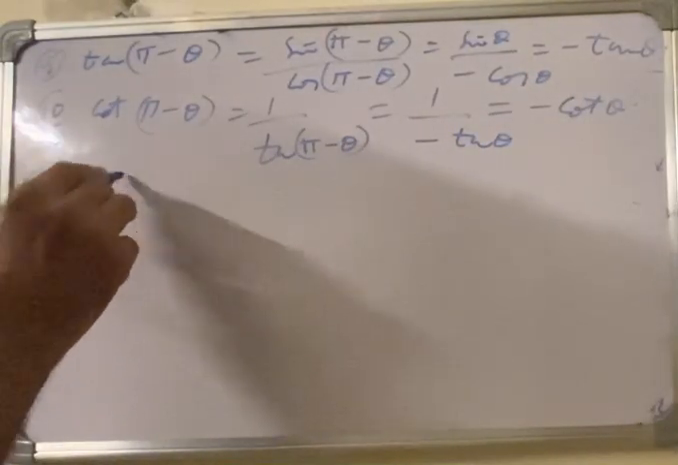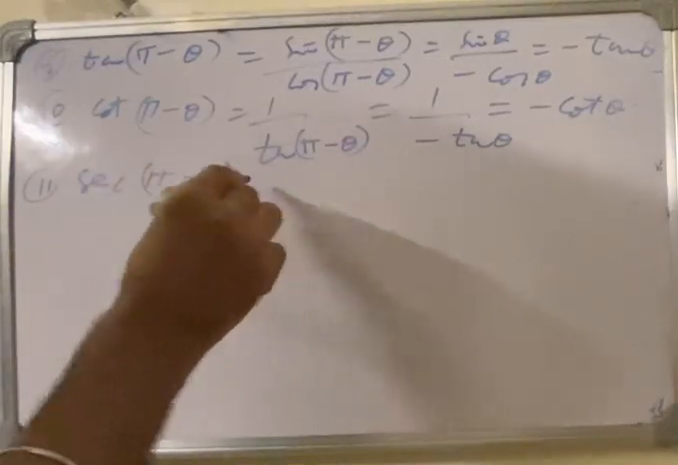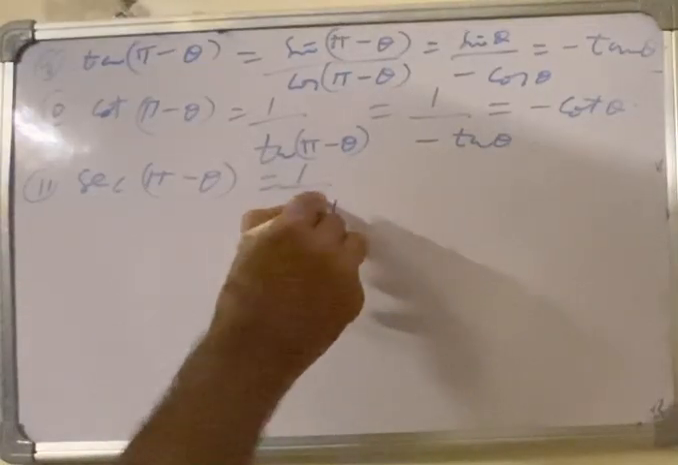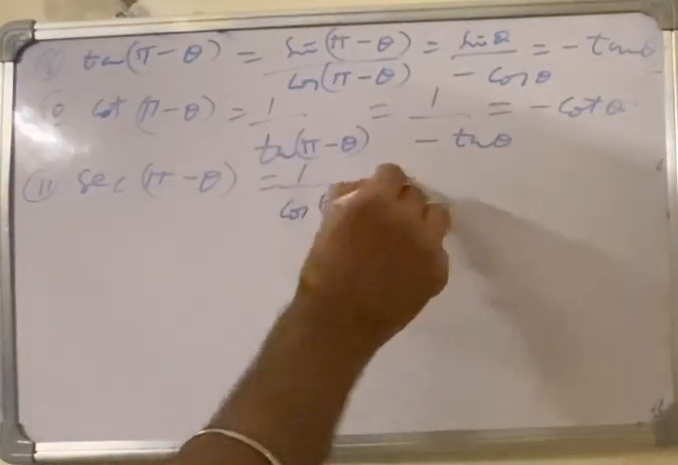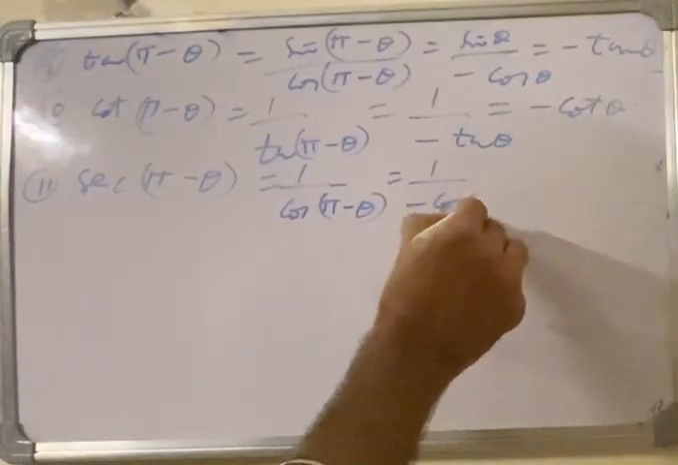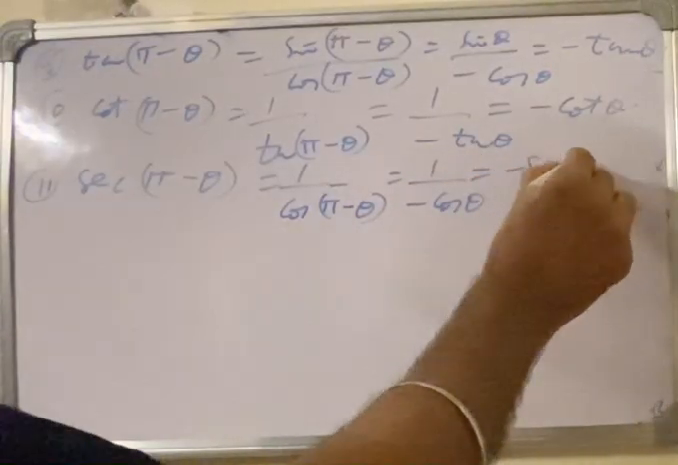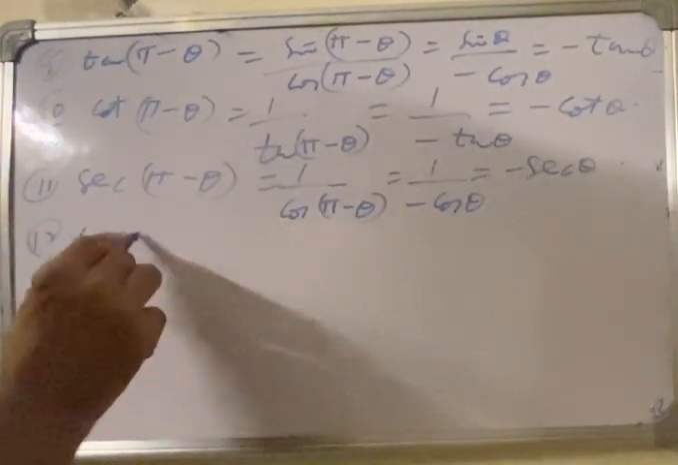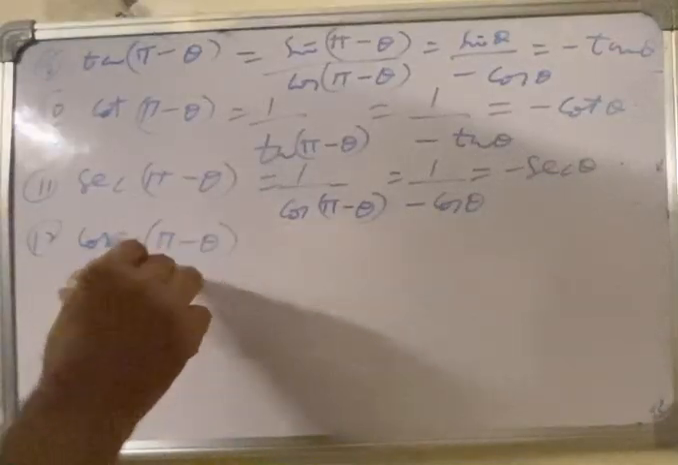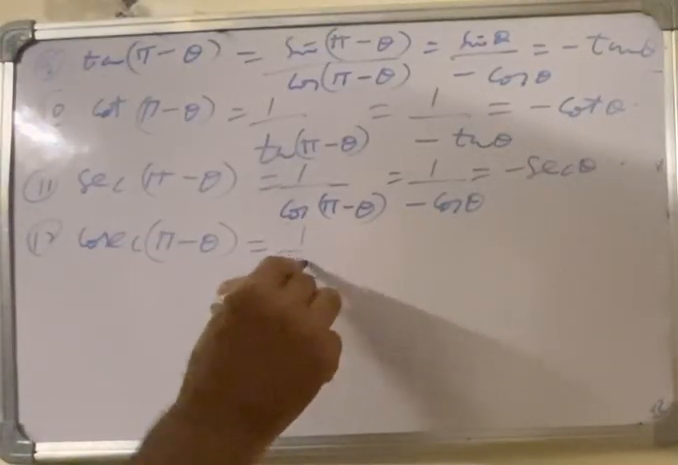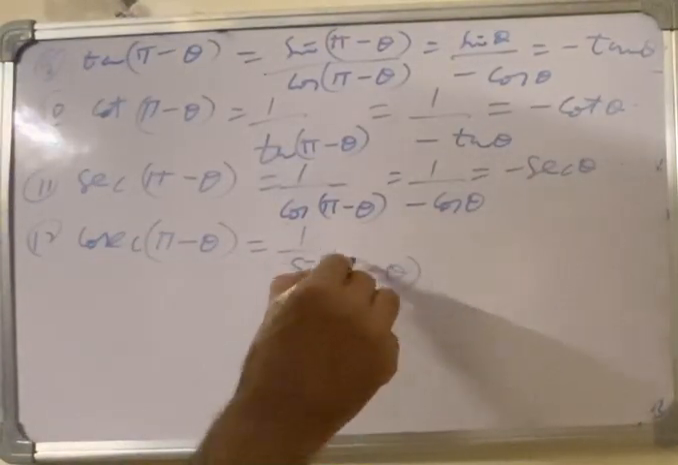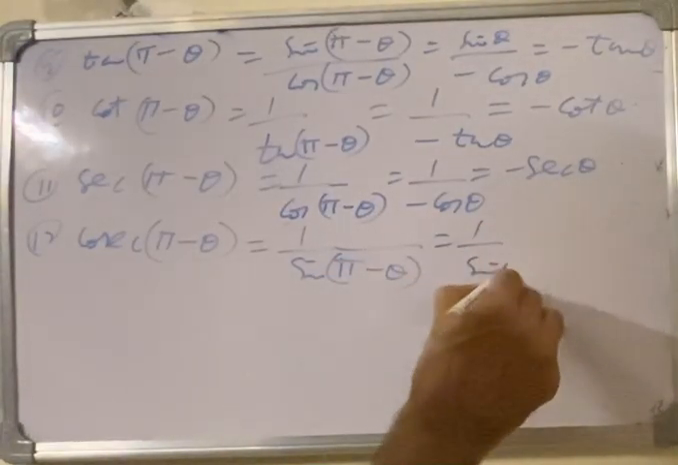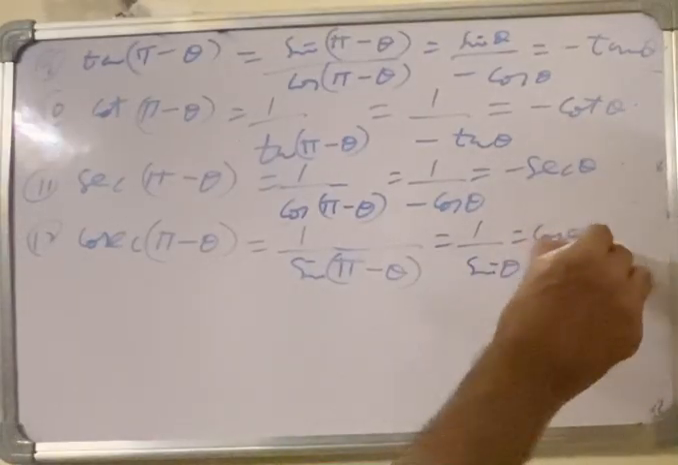And then we take secant of pi minus theta, which is 1 over cos of pi minus theta, which is 1 over minus cos theta, which is minus secant theta. Then last is cosecant of pi minus theta, which is equal to 1 over sine of pi minus theta, which is equal to 1 over sine theta, which is equal to cosecant theta.